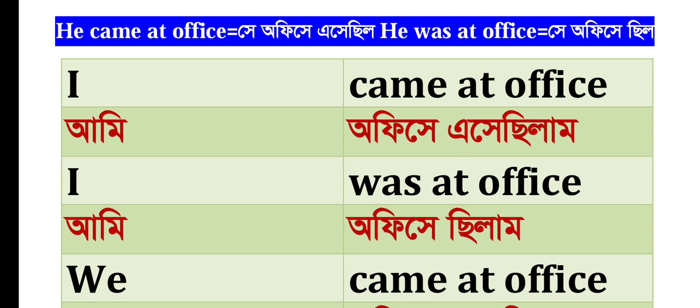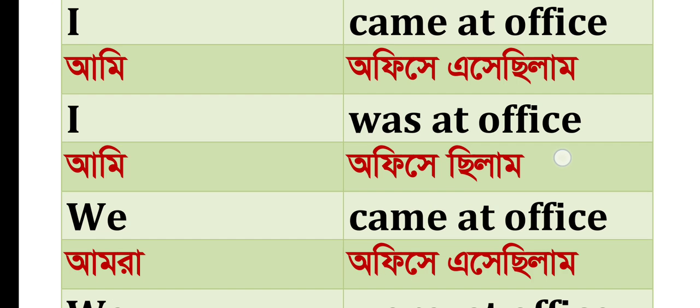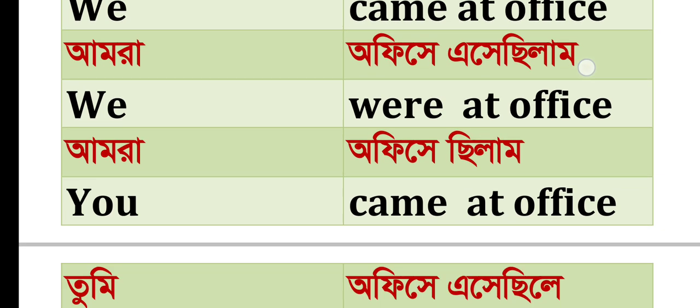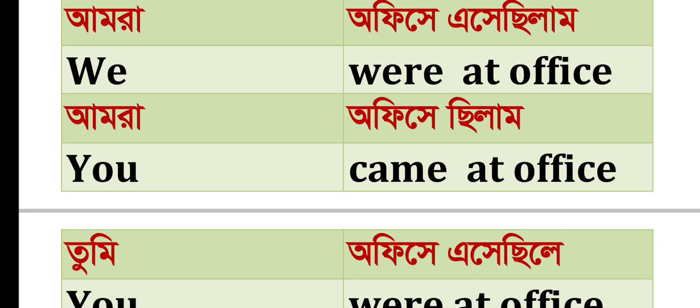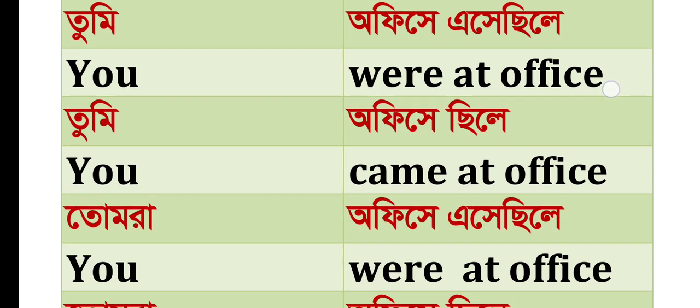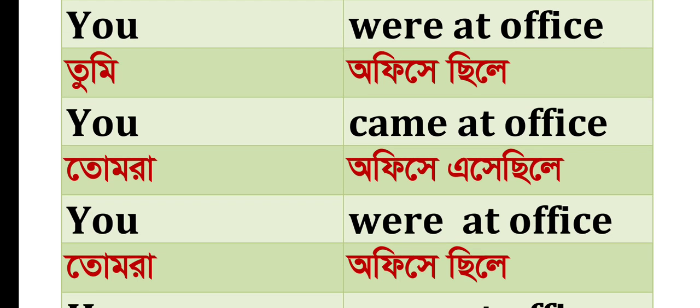I played in the field আমি মাঠে খেলেছিলাম, I was in the field আমি মাঠে ছিলাম, we played in the field আমরা মাঠে খেলেছিলাম, we were in the field আমরা মাঠে ছিলাম, you played in the field তুমি মাঠে খেলেছিলি, you were in the field তুমি মাঠে ছিলি, you played in the field তোমরা মাঠে খেলেছিলে, you were in the field তোমরা মাঠে ছিলে, he came in the field সে মাঠে এসেছে.